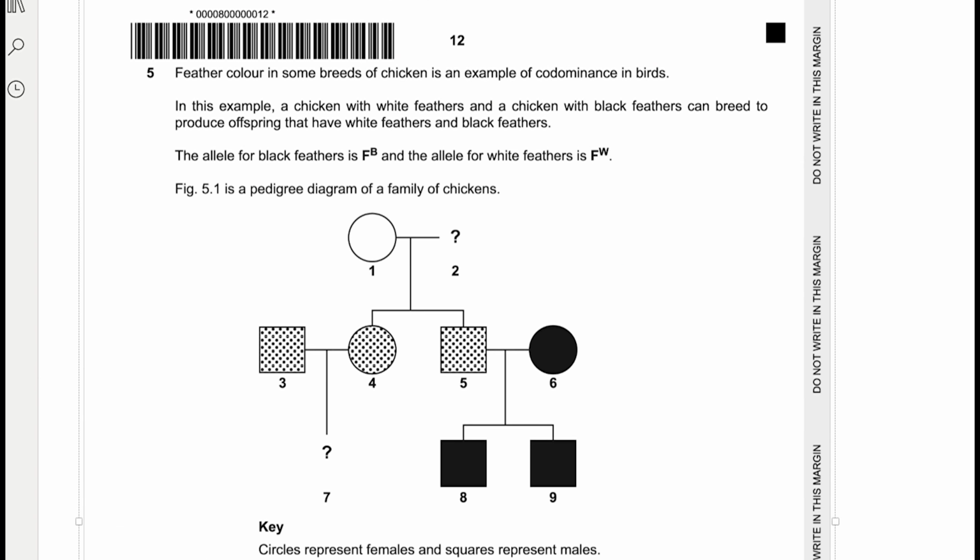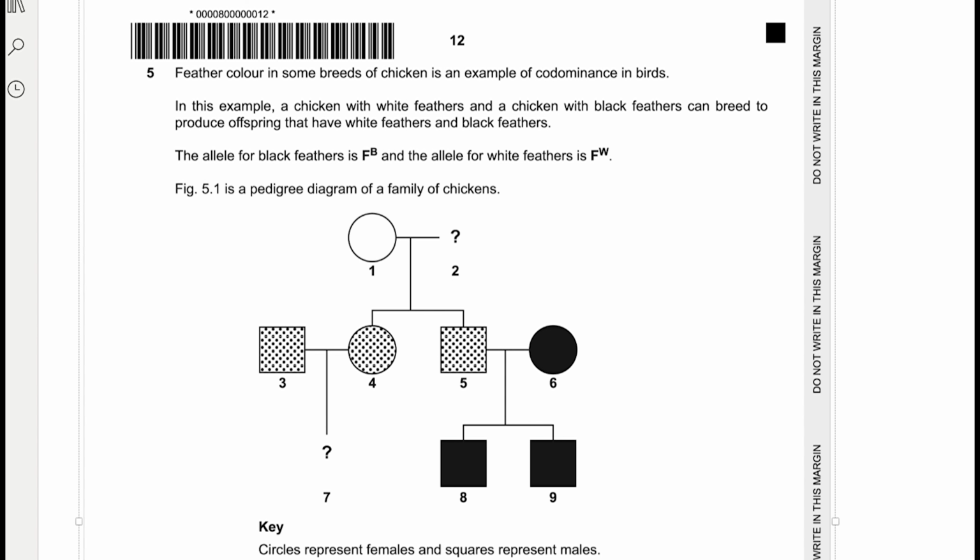Alright, let's go further. Number 5 says feather color in some breeds of chicken is an example of codominance in birds. In this example, a chicken with white feathers and a chicken with black feathers can breed to produce offspring that have white feathers and black feathers. The allele for black feathers is F^B, and the allele for white feathers is F^W. 5.1 is the pedigree of a family of chicken.